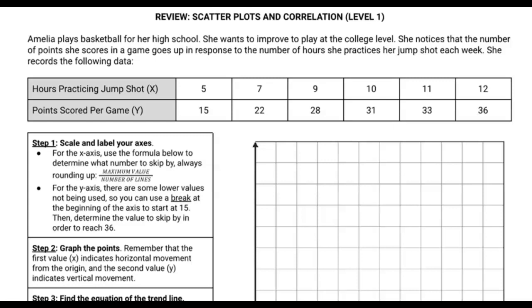She records the following data, so you can see that the first point here says she spent 5 hours practicing, and then she got 15 points in the subsequent game. In this one, she spent 10 hours practicing beforehand and she got 31 points. So it looks like as the number of hours goes up, the number of points scored per game is also going up. Looks like it's going to be a positive correlation. We're going to check that once we make our scatter plot.